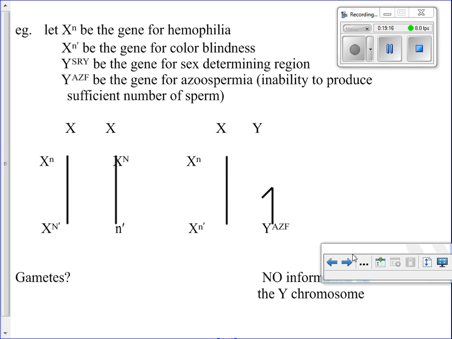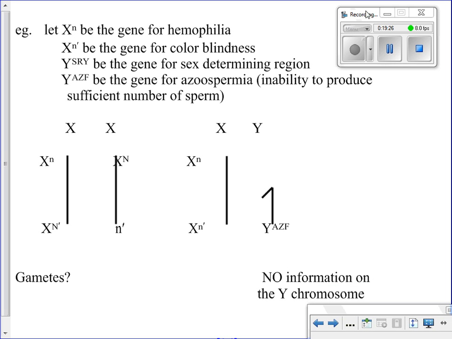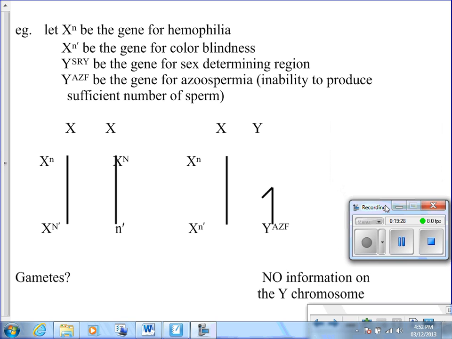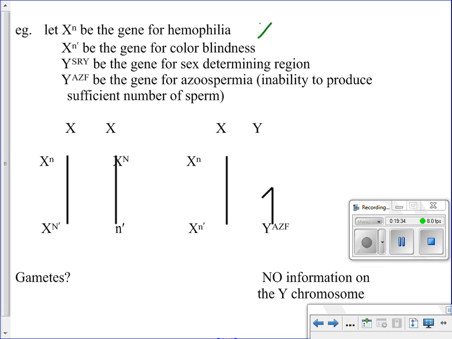We'll take a look at a couple of different traits here on the X chromosome, and I've also thrown in a couple on the Y chromosome. But two common ones that we do talk about for traits on the X chromosome are for blood clotting and for color vision. So the normal version for blood clotting is dominant. So that would be X with the big N, a big N, that is for normal blood clotting.